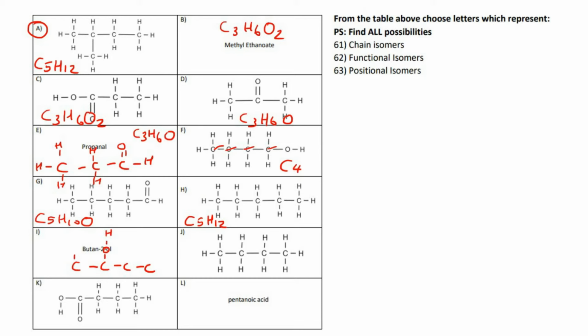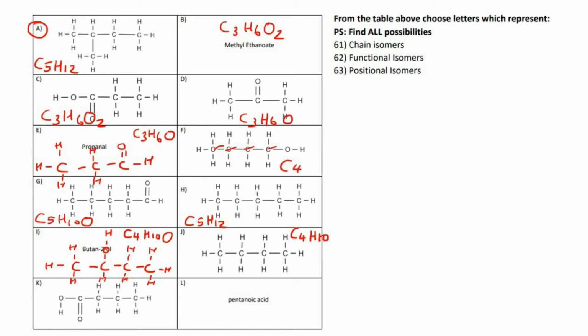Okay, and then the rest is all hydrogen. So it's going to have 4 carbons, 10 hydrogens, and an oxygen. This molecule here, J, 4 carbons and 10 hydrogens.